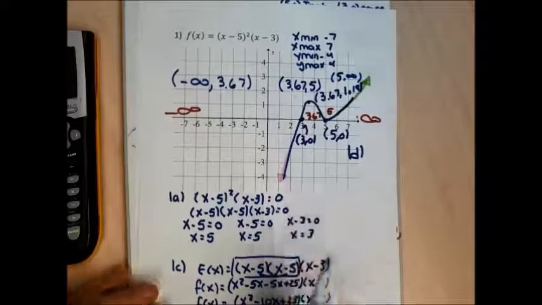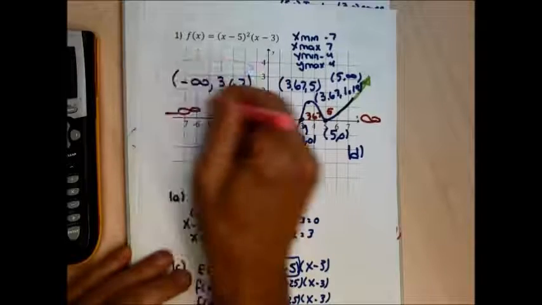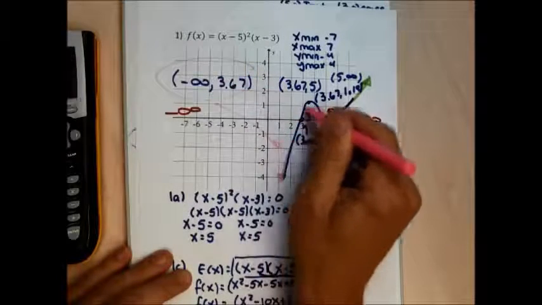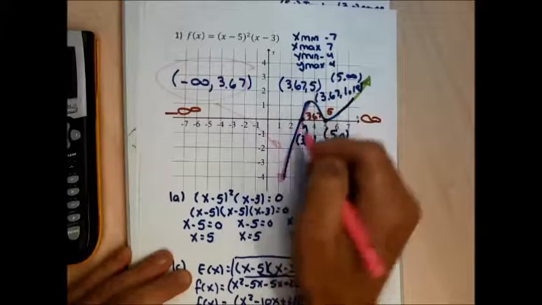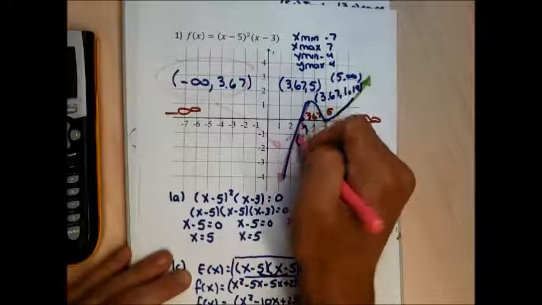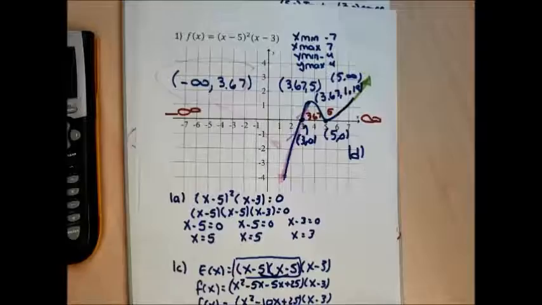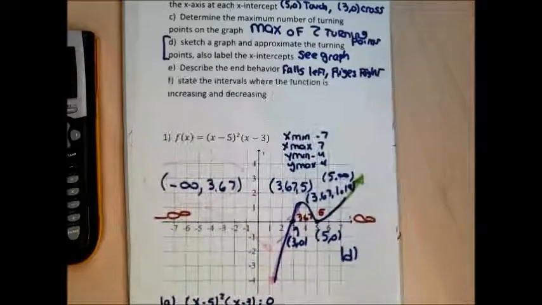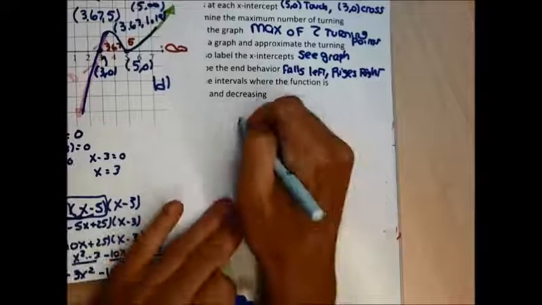Probably should have done this in some other kind of color, but it is what it is. And now for each interval, I'll describe what it does. The portion of the graph that corresponds to this interval is that portion of the graph right here. And this graph, even though it's falling as I move backwards in some sense, it's increasing as I move from left to right. So for that interval, in part F, my answer is going to be an increasing interval.